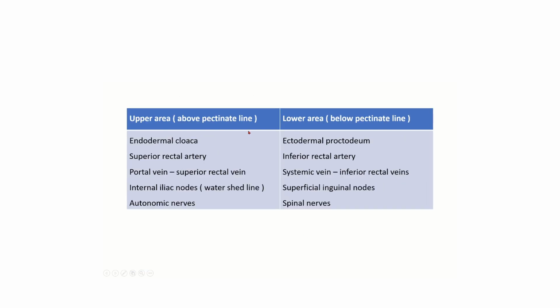Now if you see the pectinate line, how the upper area and lower area are different: the upper area develops from the endodermal cloaca, whereas the lower area develops from the ectodermal proctodeum. Upper area is supplied by the superior rectal artery, lower area by the inferior rectal artery. The upper area drains into the portal vein, the lower area into the systemic vein. The upper area drains into internal iliac nodes, while the lower area drains into superficial inguinal nodes. That's why the pectinate line acts as a watershed line. Upper area is supplied by autonomic nerves, lower area by spinal nerves.